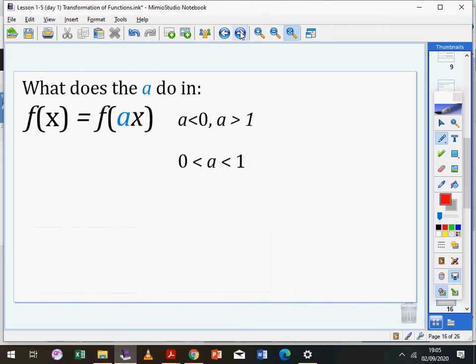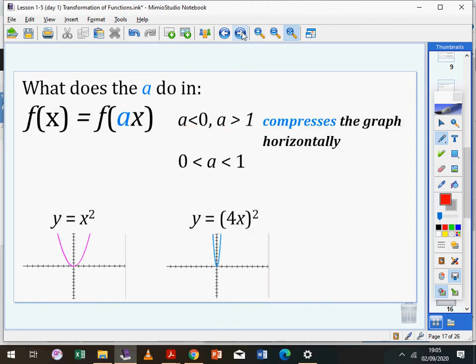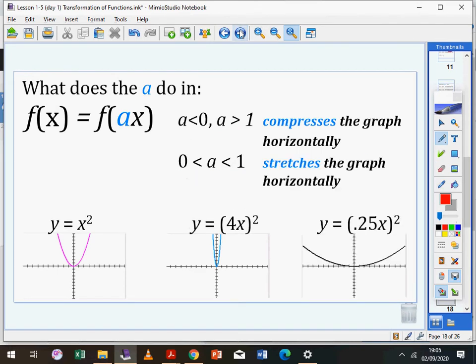If you have a constant value before the input value, and that value is greater than 1, this is what I was talking about before, it compresses it horizontally, and if it is between 0 and 1, then it's going to stretch it horizontally. So this is a horizontal stretch because it is between 0 and 1, and this is a horizontal compression because that value is greater than 1 or less than 0.